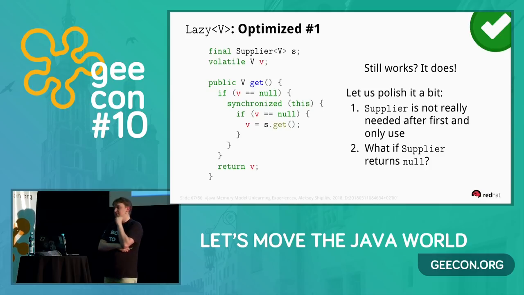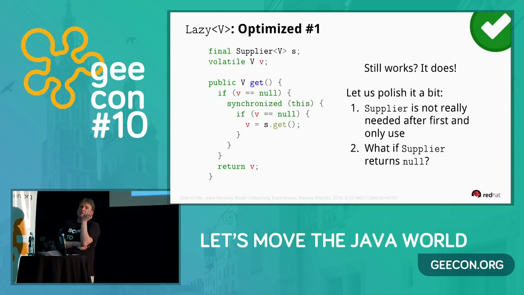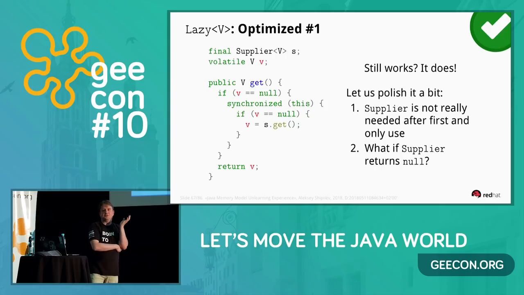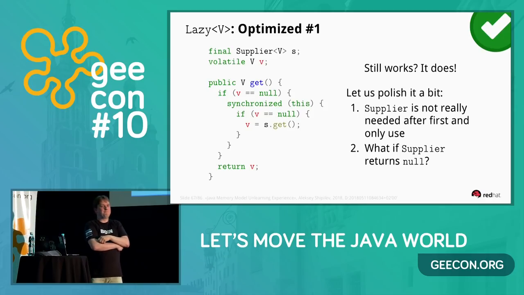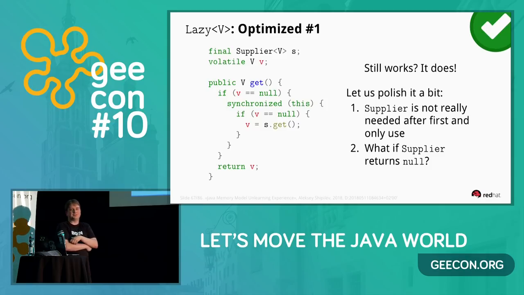But yeah, no quiet for us. Let's polish it a bit. If you're micro-optimizing, you realize that after the first call to the supplier, the supplier is not really needed. And it's a Java object. You don't want to retain it in your lazy val. So maybe you should drop it. You could do that if, after this s.get, you just say s equals null, and you're done. But then you realize, oh, gee, while we are doing this, let's also fix an interesting bug. What if the supplier returns null itself? If it does, we will enter the synchronized section all the time.